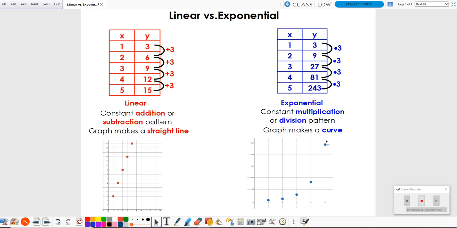Okay, so to tell the difference between a linear and an exponential function, if you're looking at a table, constant addition pattern or subtraction pattern is linear. Constant multiplication or division pattern is going to be exponential. If you're looking at a graph, if you have a straight line, that's going to be linear. And if you have a graph that makes a curve, that's going to be exponential.